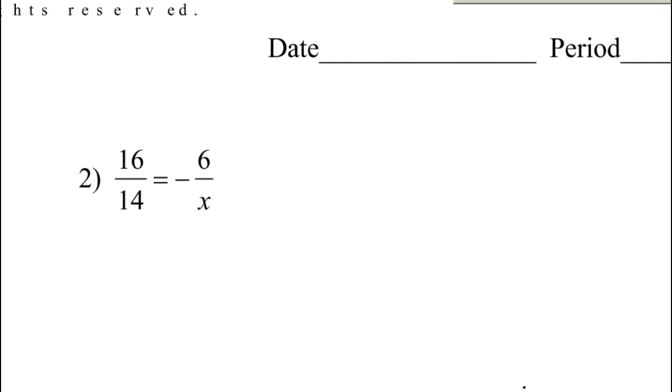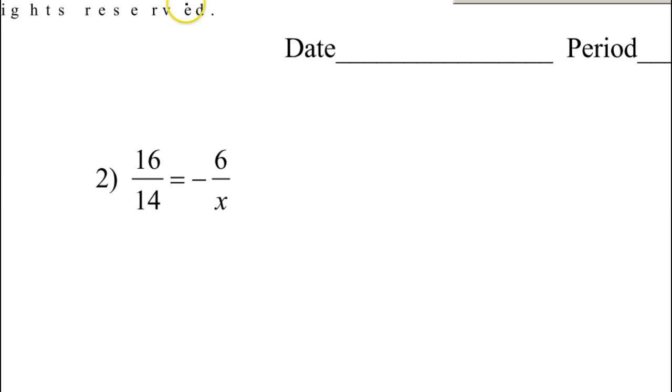Alright, let's try another. Now you can see that there's a negative here. Go ahead and do this. Write down what I did. So put the negative on the top. And then when we solve this, same thing.